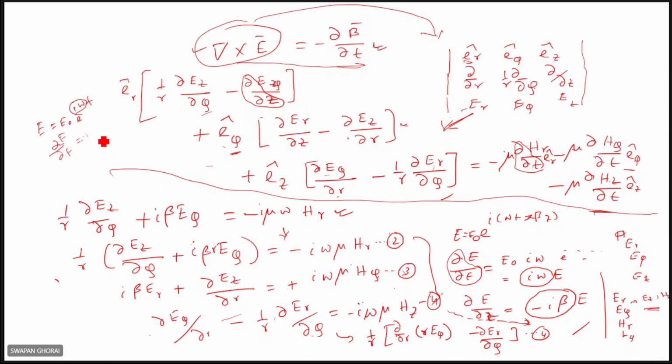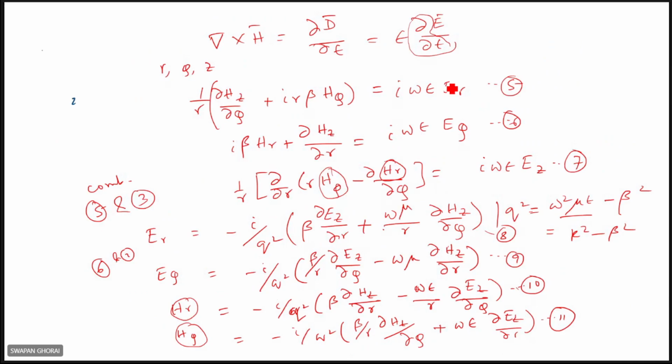So that means if it is Er, it will be i omega times Er. Similarly, i omega times E phi, like this, and the other factor epsilon will be there. So if you write the R, phi, z components equating this, you'll get these three equations, 5, 6, and 7, for Er, E phi, Ez, similar to Hr, H phi, Hz, by taking this Maxwell's equation.